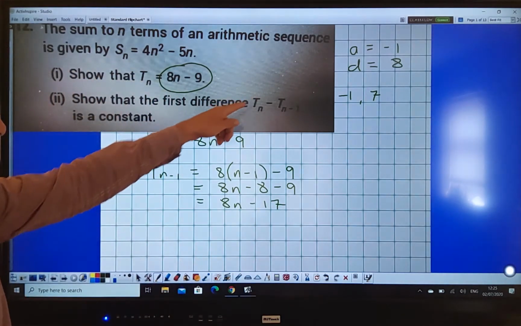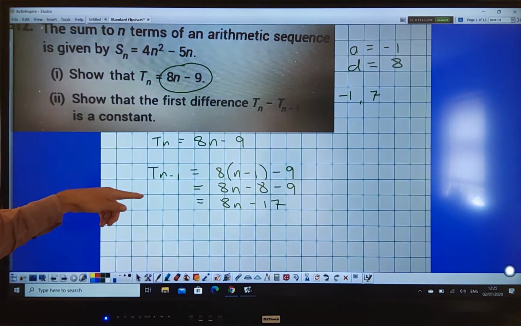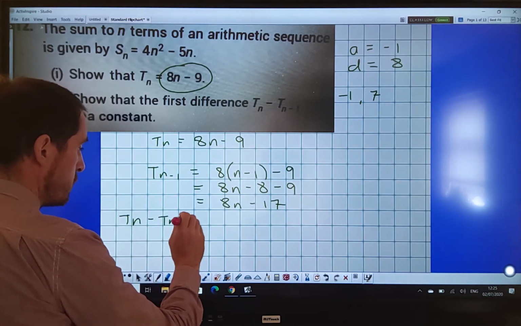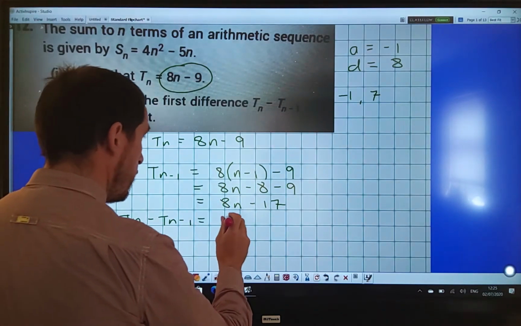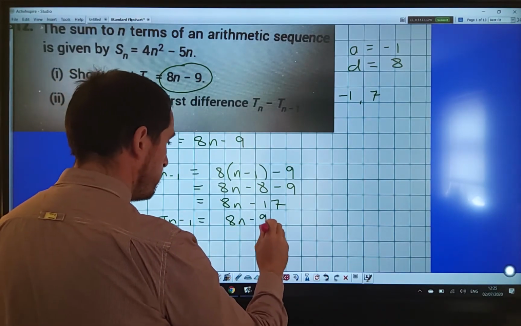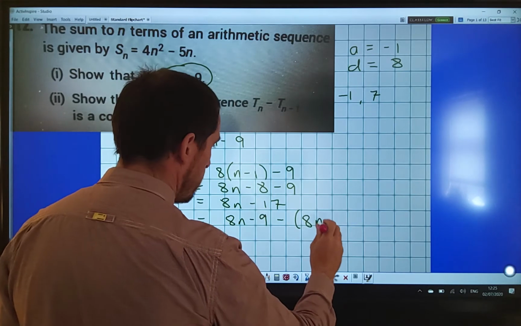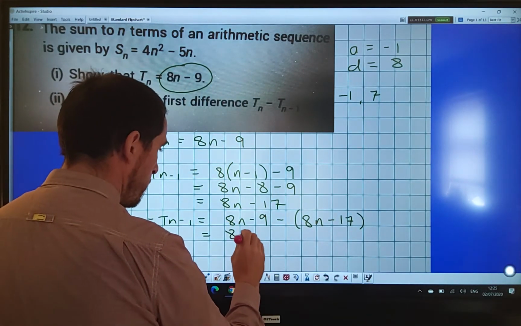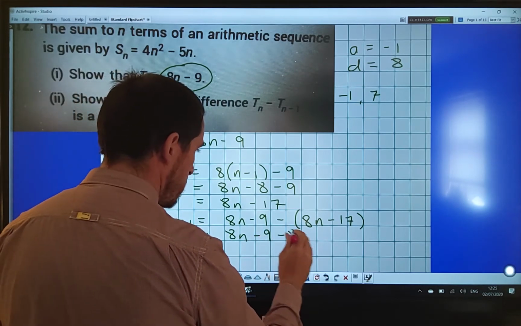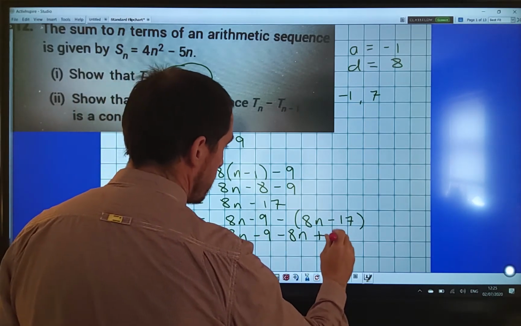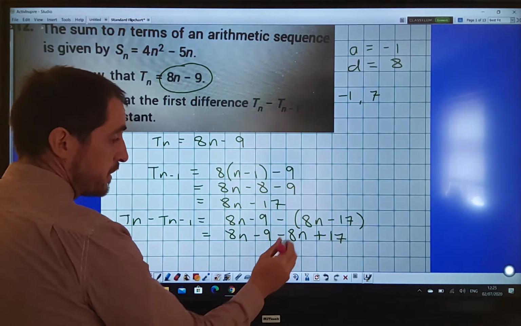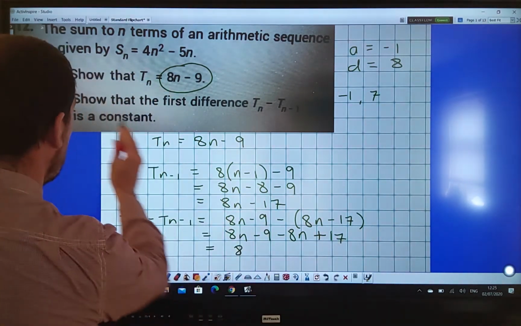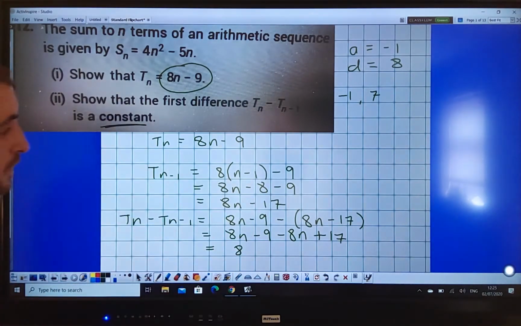So Tn minus Tn minus 1 is going to be equal to 8n minus 9 minus 8n minus 17. That's 8n minus 9 minus 8n plus 17. The 8n terms cancel, and 17 minus 9 is equal to 8. So therefore, it's a constant, because it's constantly 8.